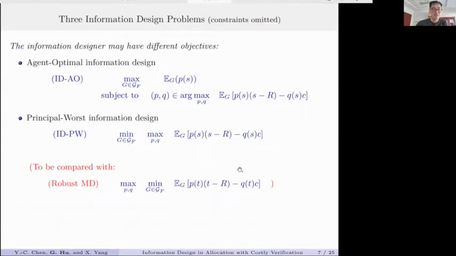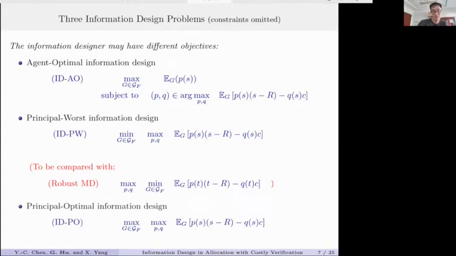So this is the principal worst information design problem. And the last one we are going to consider is the principal optimal information design problem. This one is quite easy to understand. The information designer just chooses signal distribution G to maximize the principal's payoff.